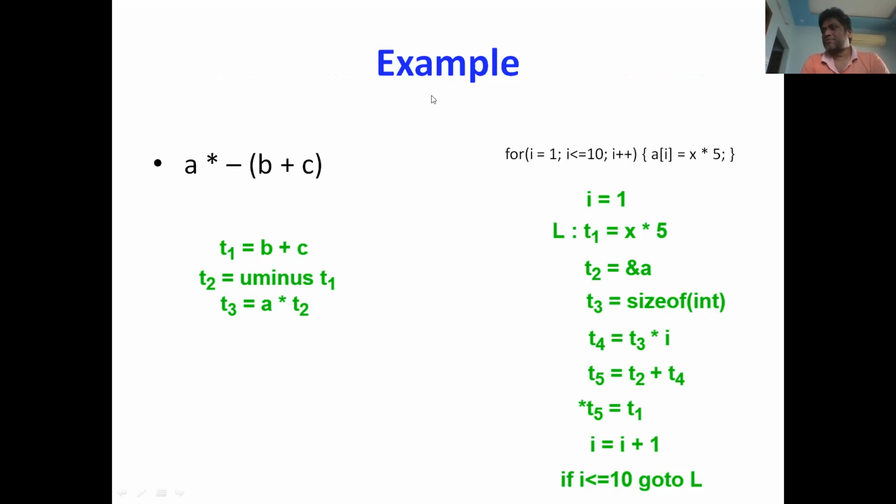So this is an example: a into minus b plus c. This is the first example. We'll see how to convert this a into minus b plus c into three address codes. t1 is equal to b plus c. This is the first sub expression, so we'll represent it as a temporary variable. And then t2 is equal to unary minus of b plus c. You need to represent it. And then t3 is equal to a into t2. So this is actually representing a into minus of b plus c.